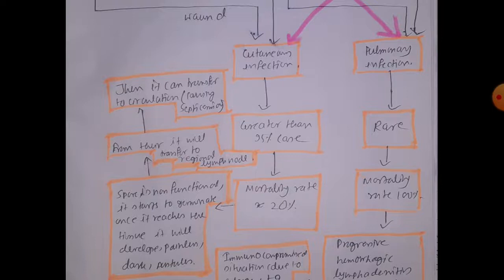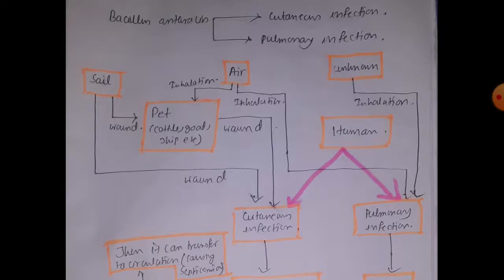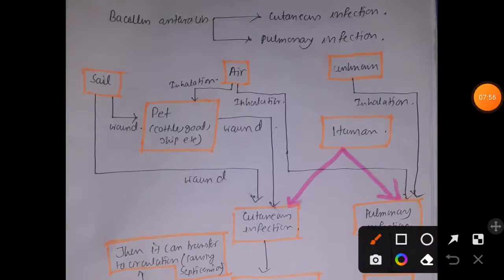Okay, so that is the pathway for cutaneous infection. Another one is our pulmonary infection. Another important thing I want to add here is that from air via inhalation, Bacillus anthracis can enter into the pet. And from that it can also facilitate cutaneous infection. Although I have told you that in most cases, the Bacillus anthracis causing cutaneous infection comes from soil, there is a chance.